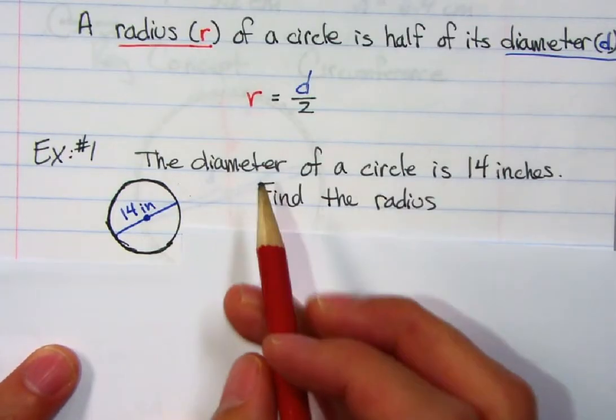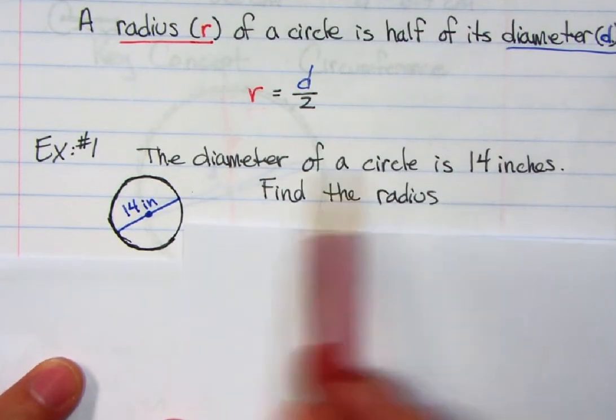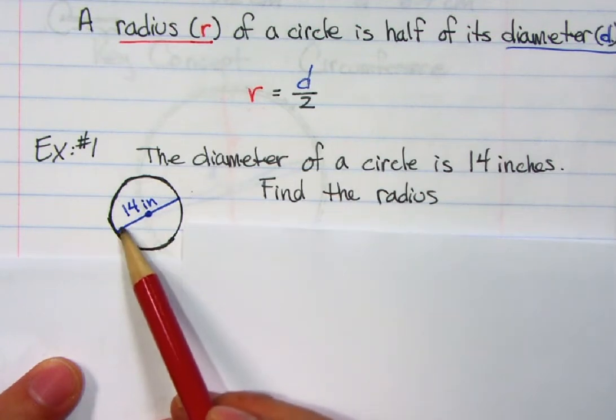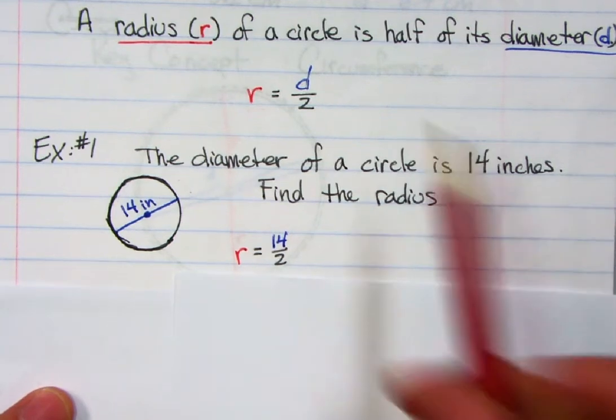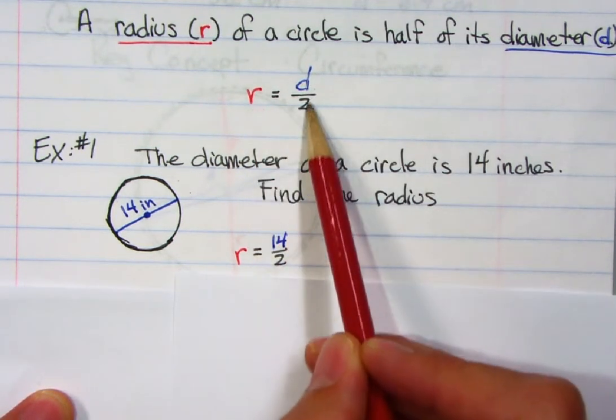So let's take a look at an example. The diameter of a circle is 14 inches. Find its radius. So if I already know that all the way across is 14 inches, I can use the formula that you had above. The radius is diameter divided by 2.